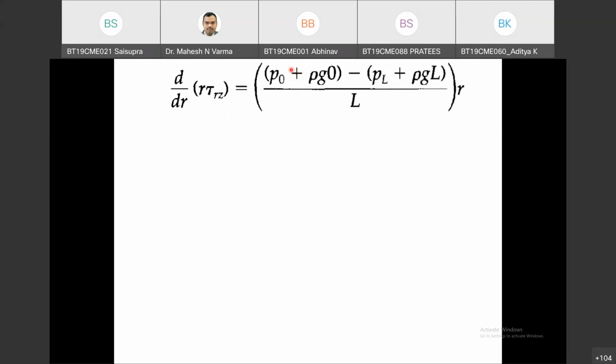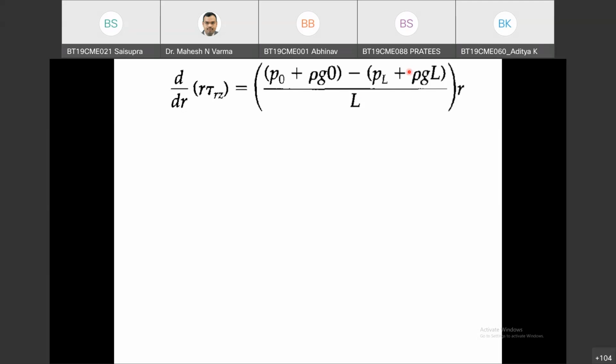After rearranging the equation, the only difference is that here you are getting a positive sign. In the previous problem you got a negative sign, because the gravitational force was acting in the direction of flow. Here the gravitational force acts in the direction opposite to the flow direction. So potential head is increasing as I am moving in the z direction. There, the potential head was decreasing as I was moving in the z direction.